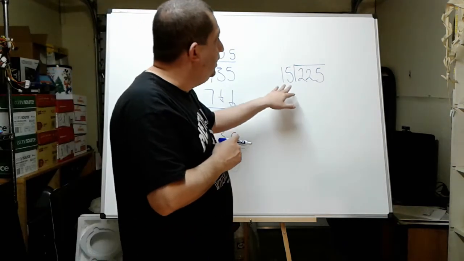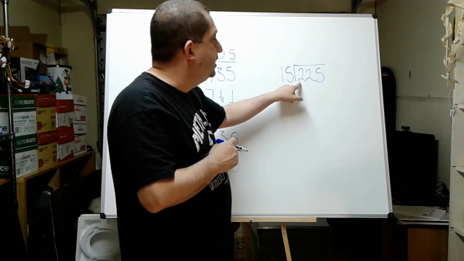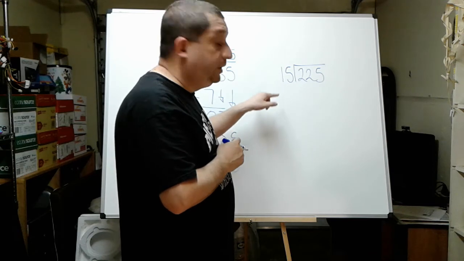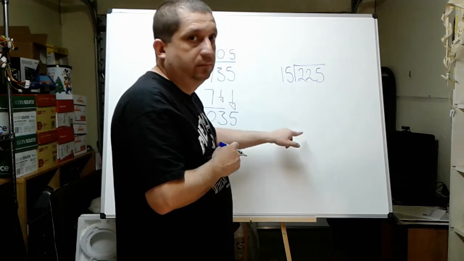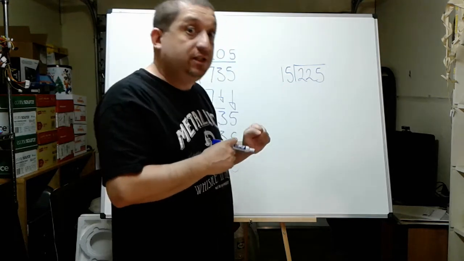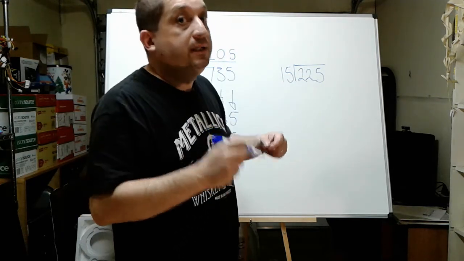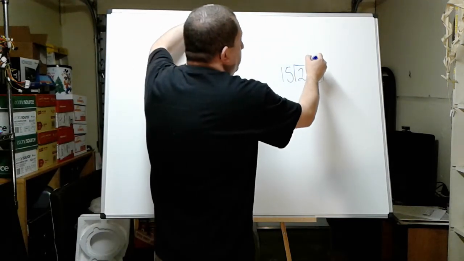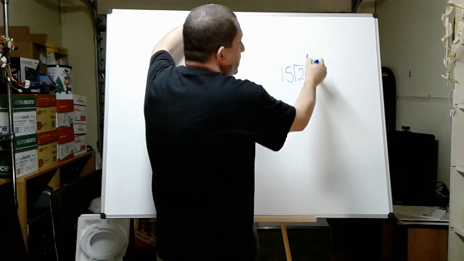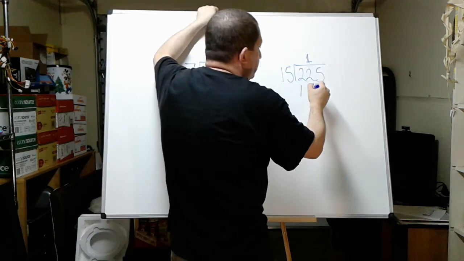In our next problem right here, I'm going to take the 15, see if it will go inside of these 2 right here. Would it go inside of these 2? No. So I'm going to take the next digit, the other 2. So we're going to turn this into a 22 now. Can this 15 go inside of the 22? Yes, it can. How many times? 1 time. So I'm going to put my 1 right here on top of these 2. 1 times 15 is equal to 15.